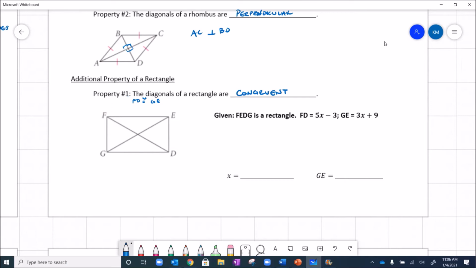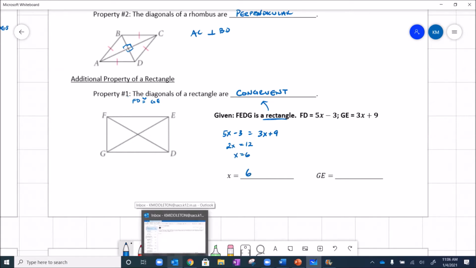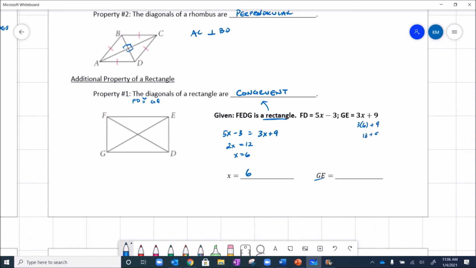Since we know that this is a rectangle, they told us that, that would tell us rectangles' diagonals have to be congruent. So I can say that 5x minus 3 should equal 3x plus 9, and solve for x. Subtract 3x from both sides, add 3 to both sides, 2x equals 12, x then is 6. Now solving the rest of that problem because they asked us what GE was, I should be able to say 3 times 6 plus 9, GE must be 27.